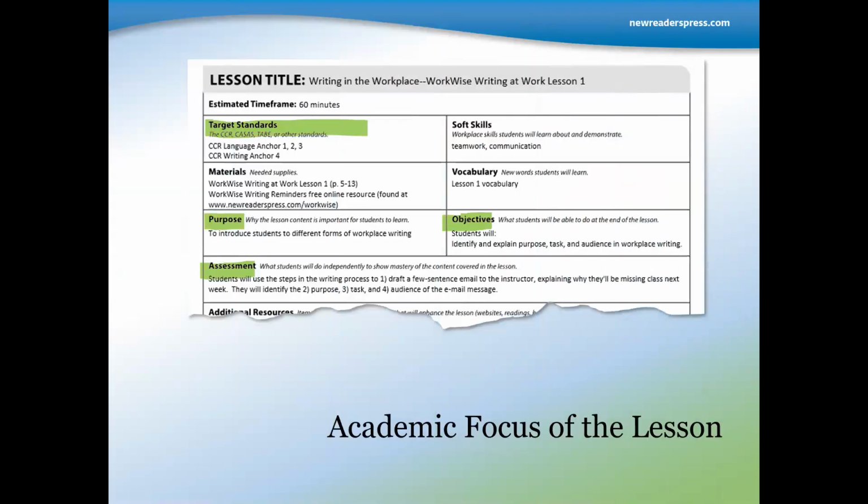So here we see on this sample lesson, the planning elements that are academic in nature. Notice that lesson 1 of writing in the workplace correlates to language anchors 1, 2, and 3, as well as writing anchor 4. And writing anchor 4 deals with students identifying purpose, task, and audience in a variety of formats. So the objective I chose for this lesson is that students will do just that, identify and explain task, purpose, and audience in different formats throughout the lesson.